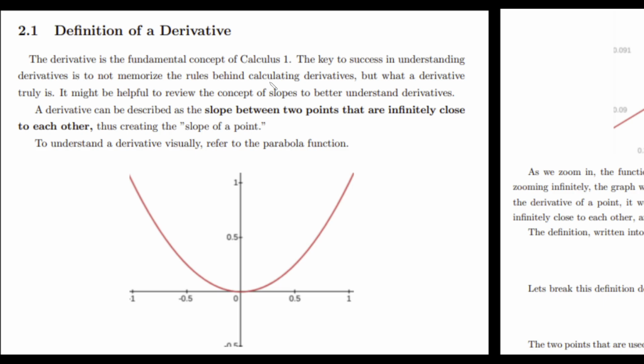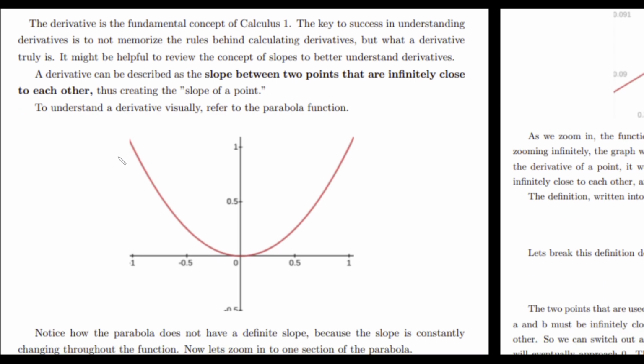A derivative is the fundamental concept of Calc 1, and it's your first semester of Calc BC. Basically, you hear people say a slope of a point, right? It's the slope at one point. But what it actually is, is the slope between 2 points that are infinitely close to each other. So you know what a slope is, right? You draw 2 points, you draw a line through that. That's the slope. It's your rate of change.